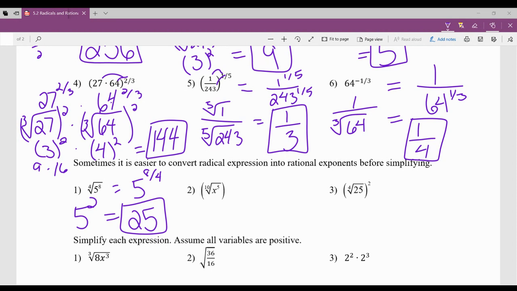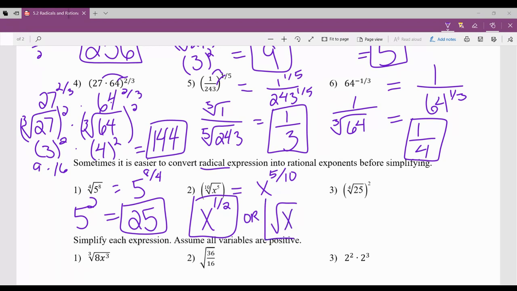So same idea with number 2. I can write it as x to the power over root, so the power is 5, the root is 10. X to the 5 over 10, that is reduced to x to the 1 over 2. So we can leave it like that, or if we want to write it in radical form, power over root, so this would be the square root of x raised to the first power, but remember we don't have to write that exponent. Okay, so either form, one will be with the rational exponent, one will be as a radical form. They mean the same thing.